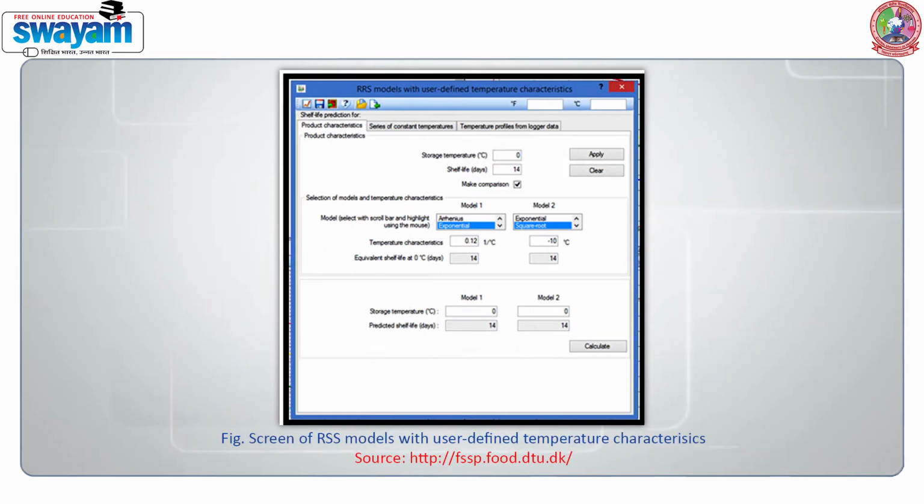On the other hand, we have one more model which is the RSS model, which is equally a user-friendly model which can be used for predicting various types of growths, and we can select the temperature of choice. We can also predict the equivalent shelf life at that temperature. This model is very helpful in predicting the shelf life of a food product under fluctuating temperature conditions.